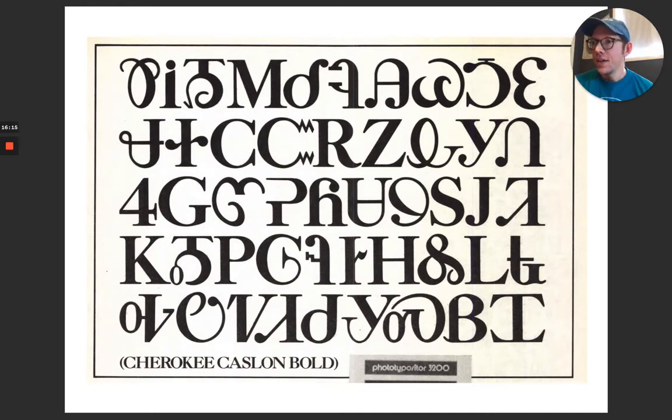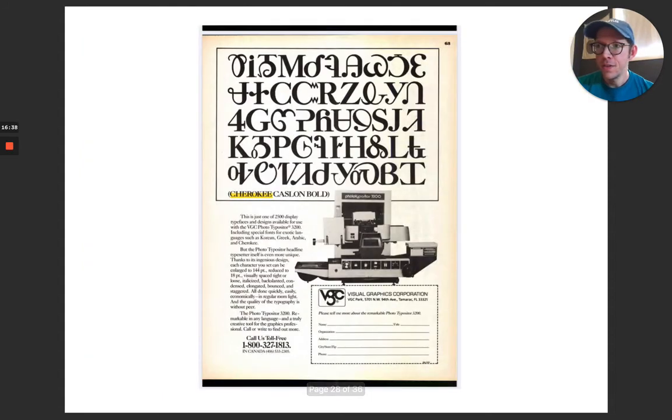This was apparently designed for VGC's phototypesetter, and it's fascinating to me because I've never seen any other phototype era Cherokee type. This is obviously not a great design. Apologies to whoever designed it. I just happened across this randomly in a scan of an old issue of U&lc. And again, I can't find any evidence of this anywhere else. And if anyone has anything, I would also love to see that. But I just thought that was kind of cool. Kind of a missing link that I hadn't seen before.